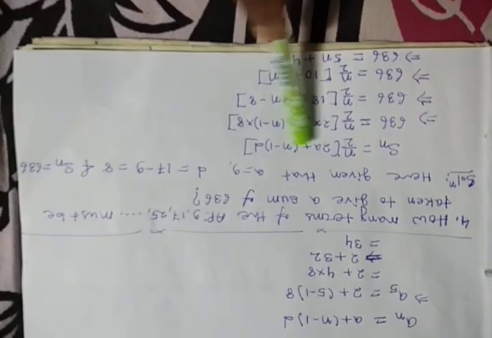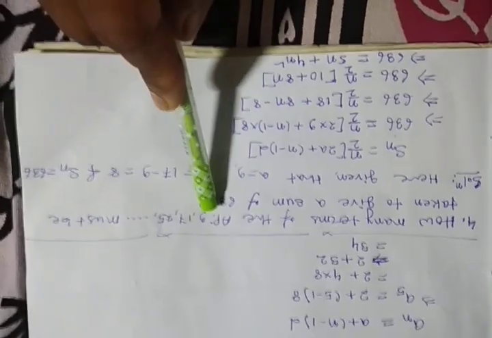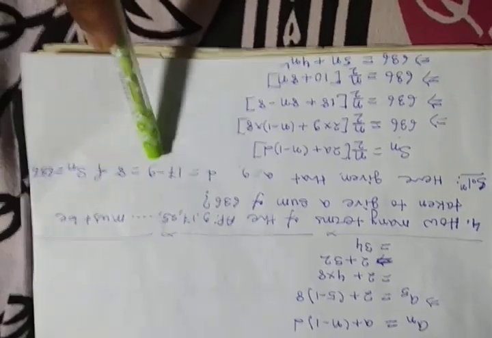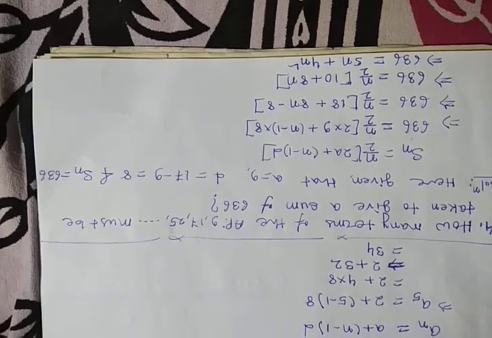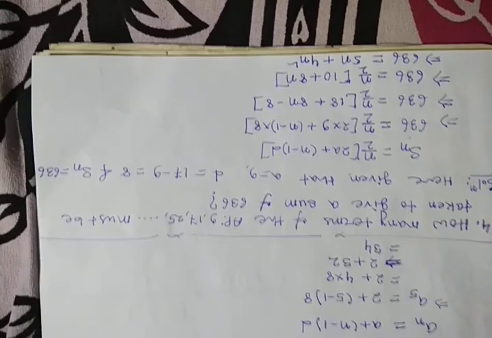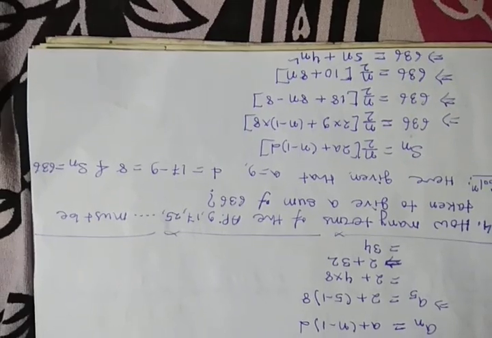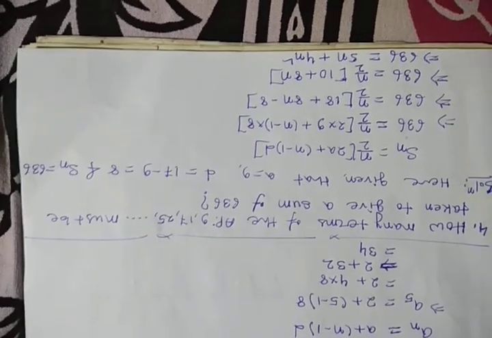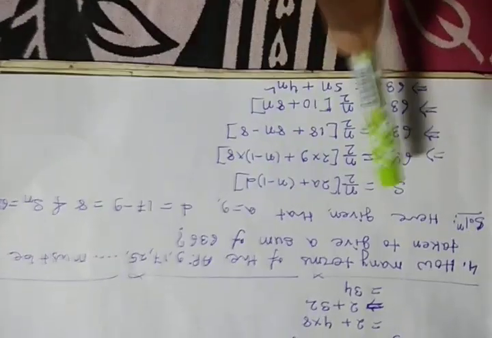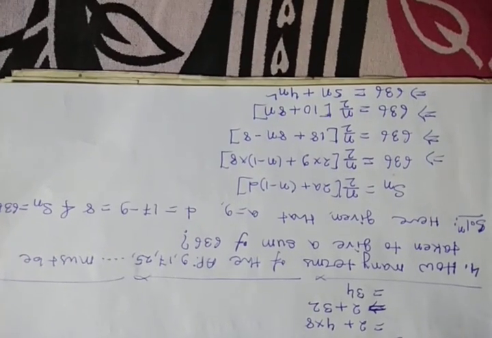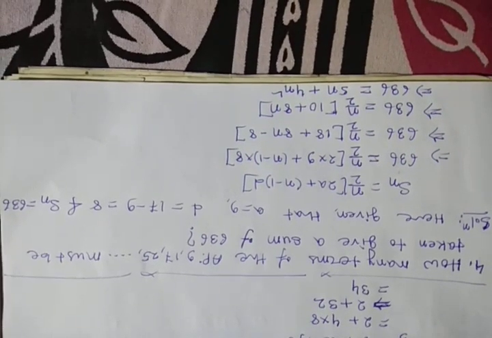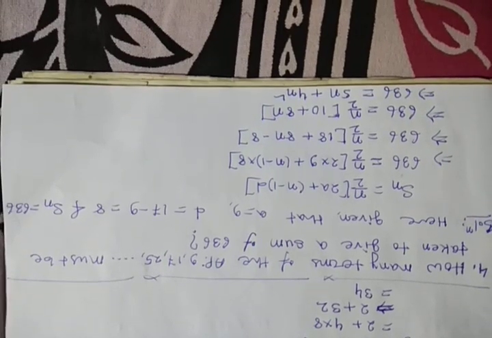So here it is given that a equals 9, the first term, and the common difference d equals 17 minus 9, so 8 is the common difference, and Sn is given as 636. We are taking Sn, that means n terms, because we don't know the value of n. The sum of the first n terms is given as 636. So we know Sn equals n by 2 times (2a plus (n minus 1) into d). So 636 equals n by 2, then 2a means 2 into 9, plus (n minus 1) into d, where d is 8.